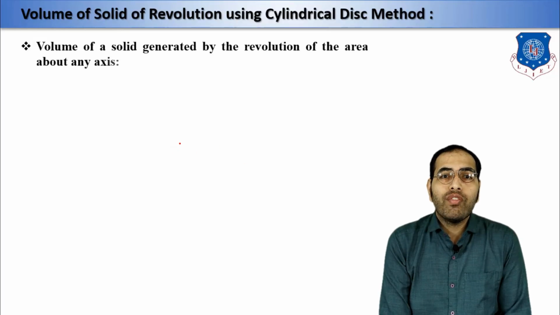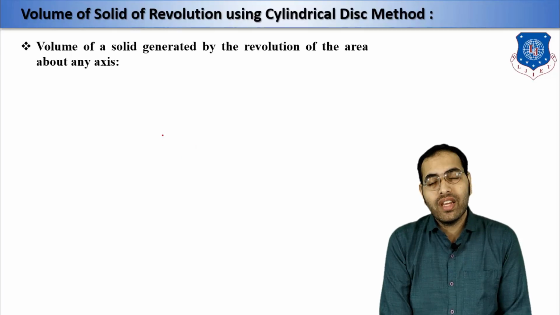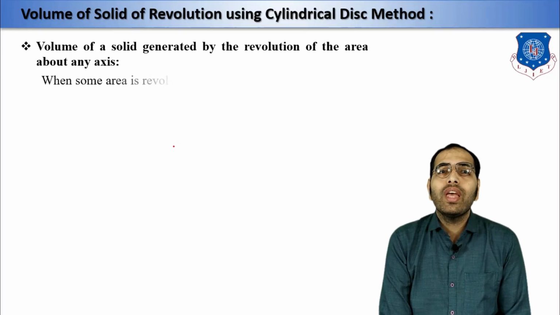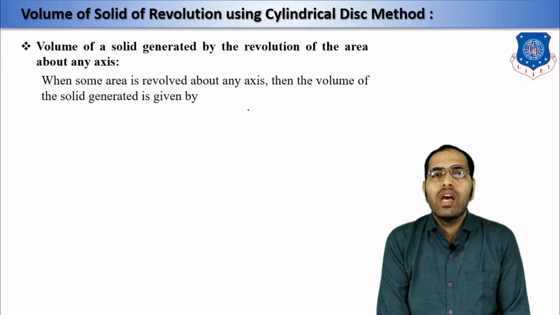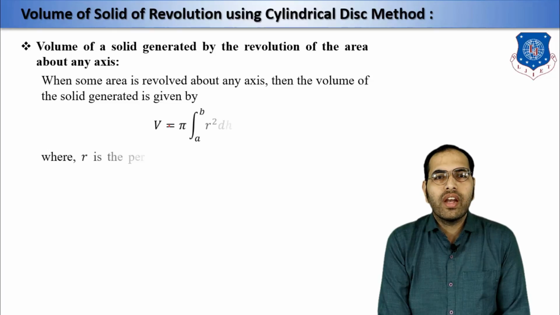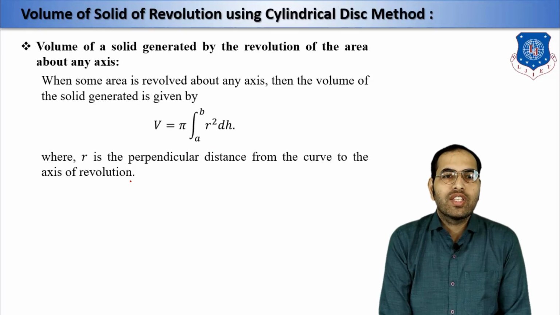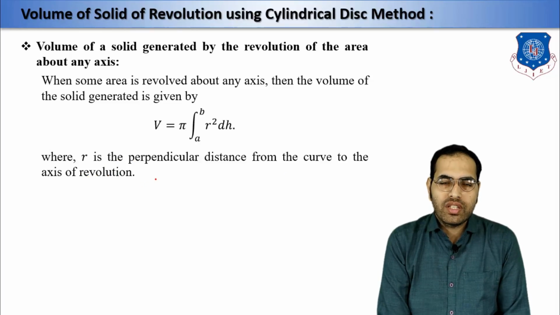Here, the volume of a solid generated by the revolution of an area about any axis: firstly we discussed the x-axis or y-axis, and here we discuss any axis. In the general case, when some area is revolved about any axis, the volume of the solid generated is given by capital V equal to pi integral a to b r square dh, where r is the perpendicular distance from the curve to the axis of revolution.